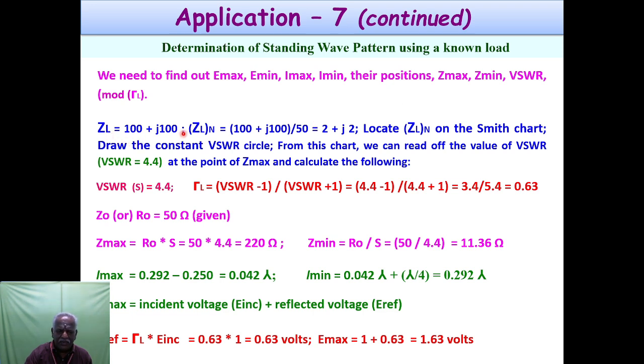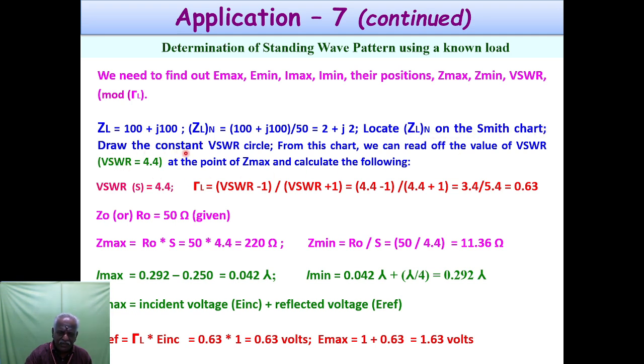ZL is equal to 100 plus j100. The normalized value of ZL is determined now: 100 plus j100 divided by 50, the characteristic impedance of the transmission line, that is equal to 2 plus j2. This normalized ZL is marked on the Smith chart.